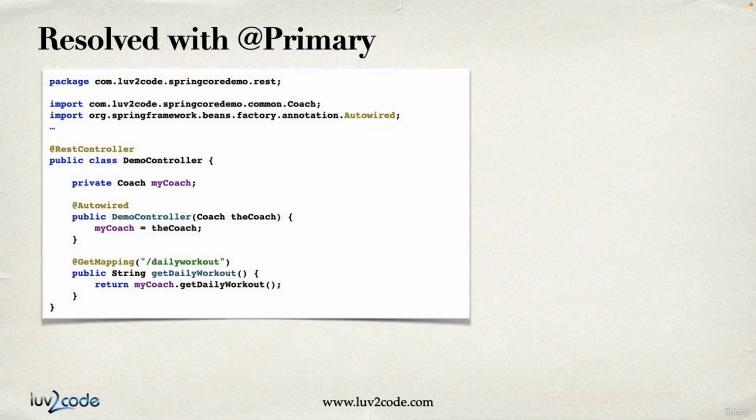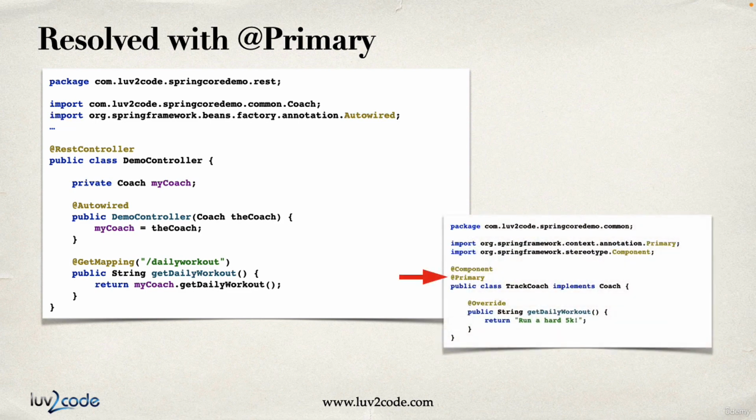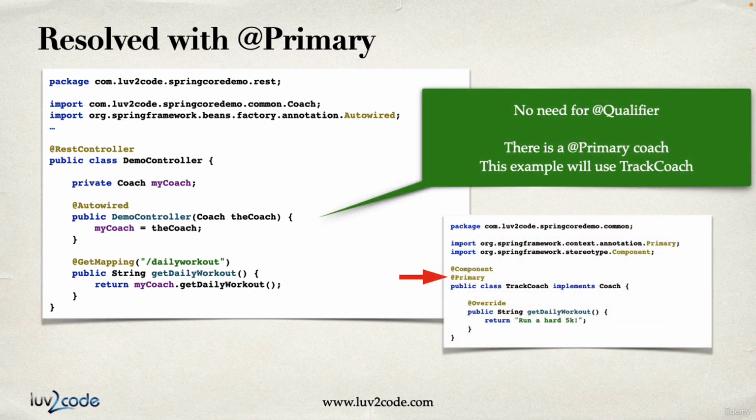So here's our code for our demo controller. And now one thing to notice here with our demo controller and our constructor injection is that there's no need to use the qualifier annotation. Because now, if there's multiple coaches, we know the primary coach based on that primary annotation that's on the track coach. All right, so notice the difference here.